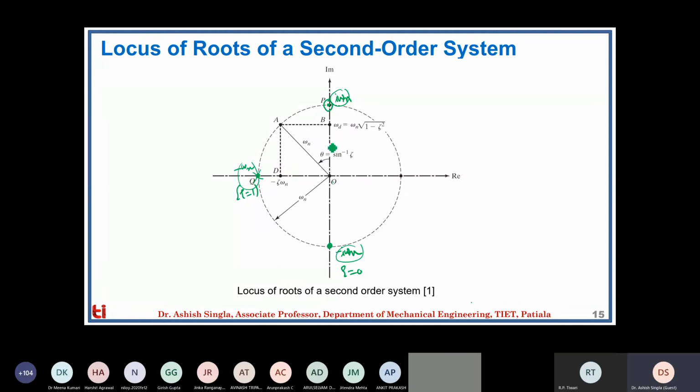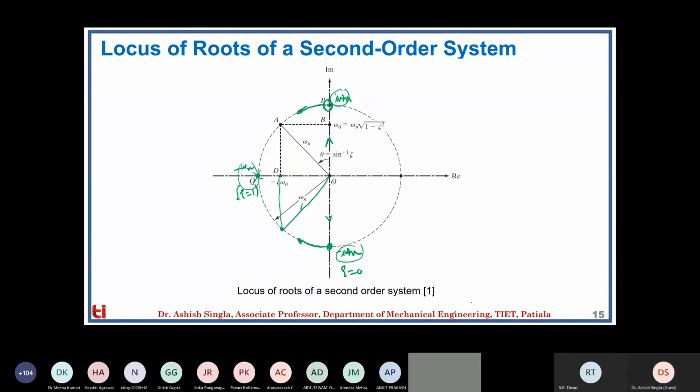So the locus starts from here. This path goes to this position as the value of zeta is equal to 0. As the value of zeta starts increasing from 0 to let's say 0.1, 0.2, 0.3, the upper root will take this path and the lower root will take this path. At any arbitrary position, let's say zeta equal to 0.6 or 0.7, we can take this as a value. So this is the root and this is its corresponding conjugate.